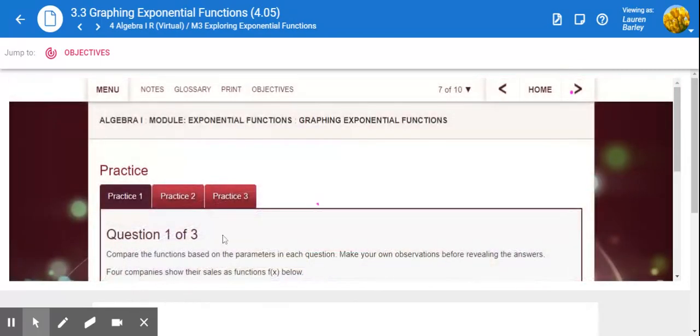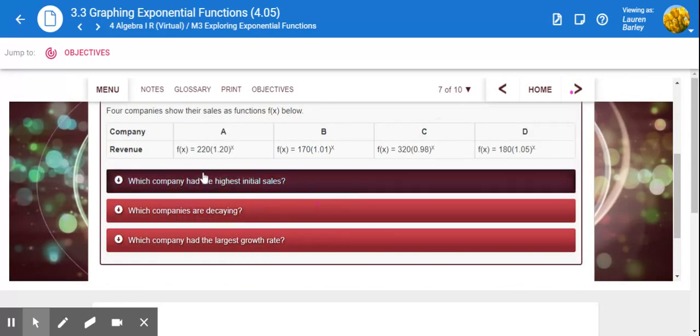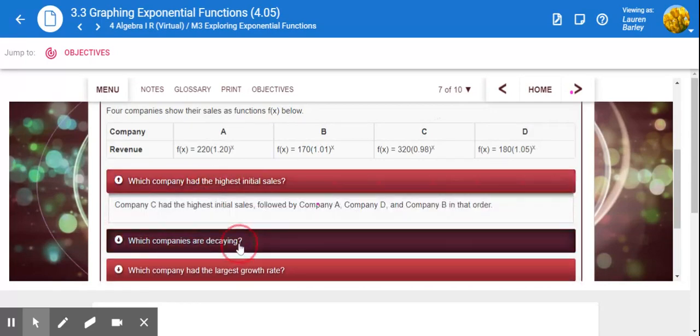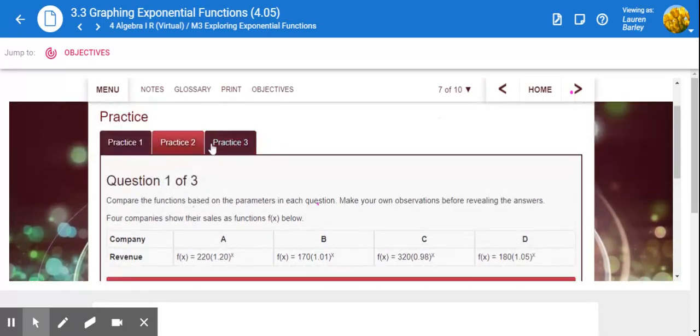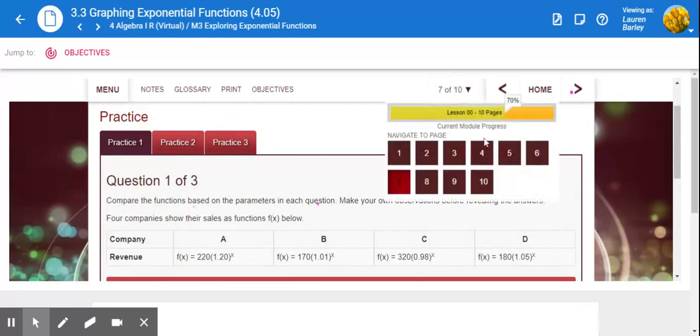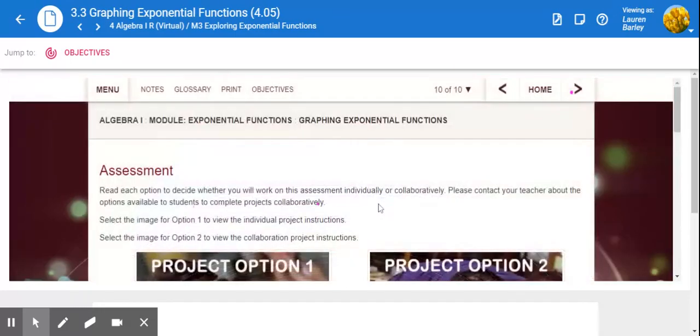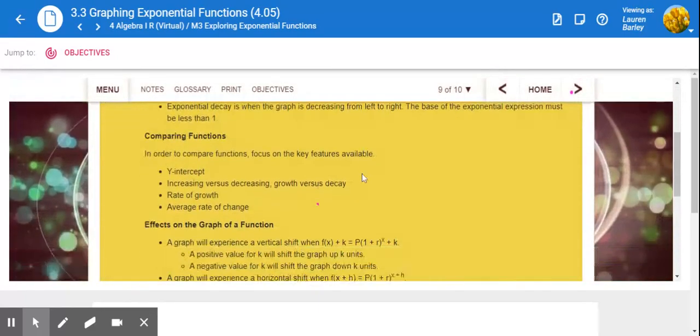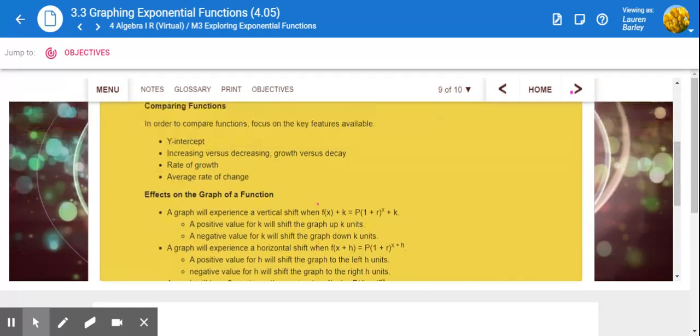Now, the nice thing about eLearning is that it has practice problems. So again, they have problems you can click through and see how you're doing. And at the end of each lesson, there is a nice little review sheet that has all the major points that you need to know.